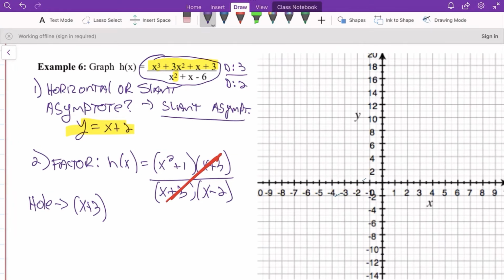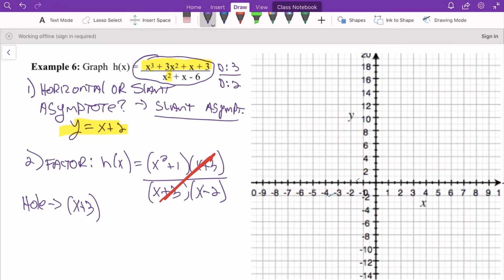I'm going to be right back with step 3, where we determine the vertical asymptote, the holes, and the presence of the x and y intercepts. I'm just going to clean this up a little bit. I'm going to sketch in the horizontal or the slant asymptote, and I will be right back with the rest of the steps.